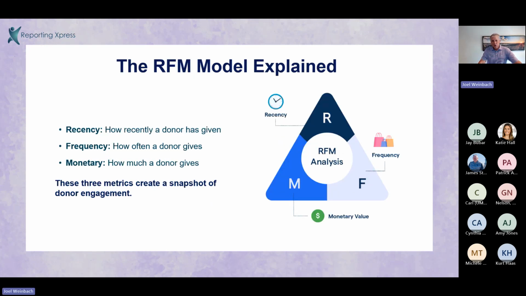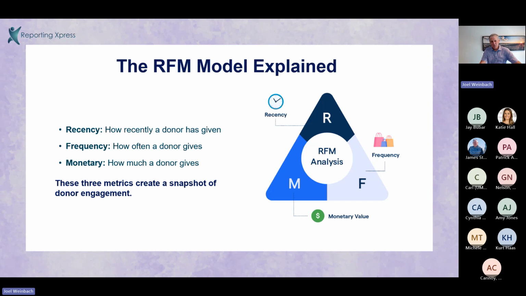So the core gold standard model for donor segmentation is RFM: recency, frequency, and monetary value. These are the 3 metrics that create the best snapshot of donor engagement. And most of what we'll talk about is some iteration on this. We're going to take that segmentation and break it down a little further and show you how to use it.